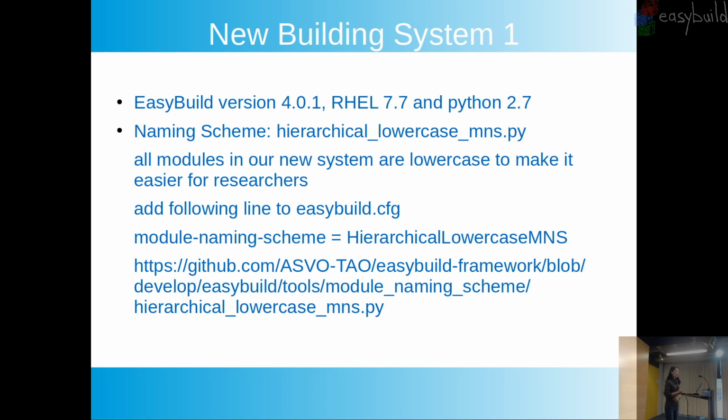Here are the main changes for the new system. The EasyBuild version has been changed, and we use Red Hat 7.7 and Python 2.7. We use a naming scheme, but because we found lowercase is much easier for researchers, we use the hierarchical lowercase MNS, which converts all capital case to small case.